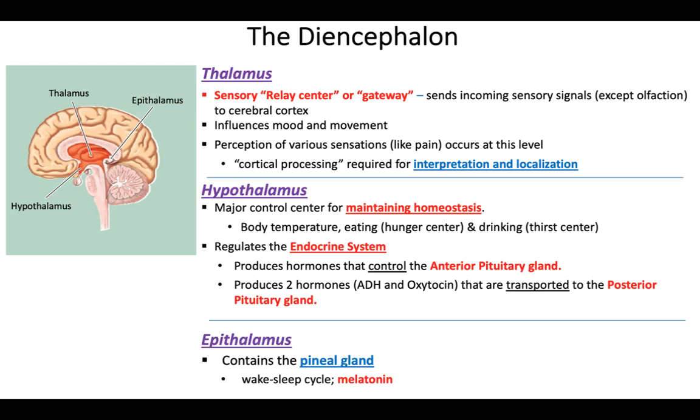And then the epithalamus. With the epithalamus, we basically just need to remember one major thing, and that is that it has a gland sticking off the back of it called the pineal gland. And the pineal gland produces one hormone known as melatonin. And melatonin helps control your wake and sleep cycle, or your night and day cycle, or we also call this your circadian rhythm.